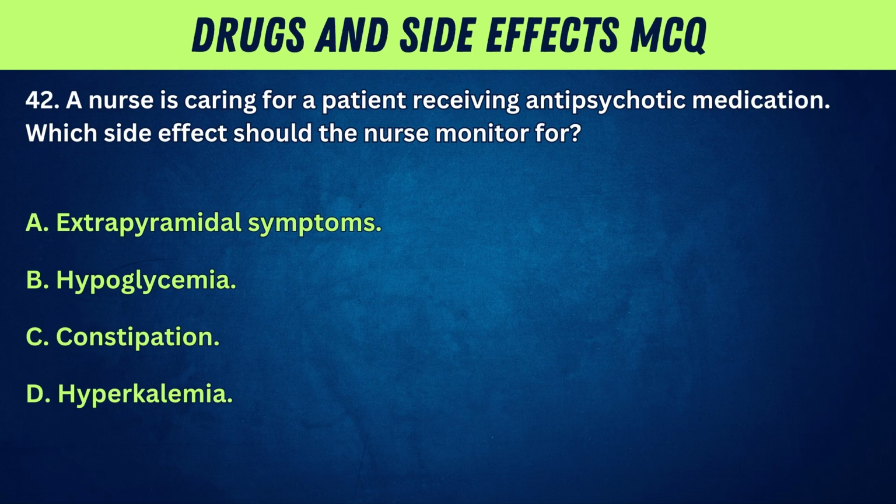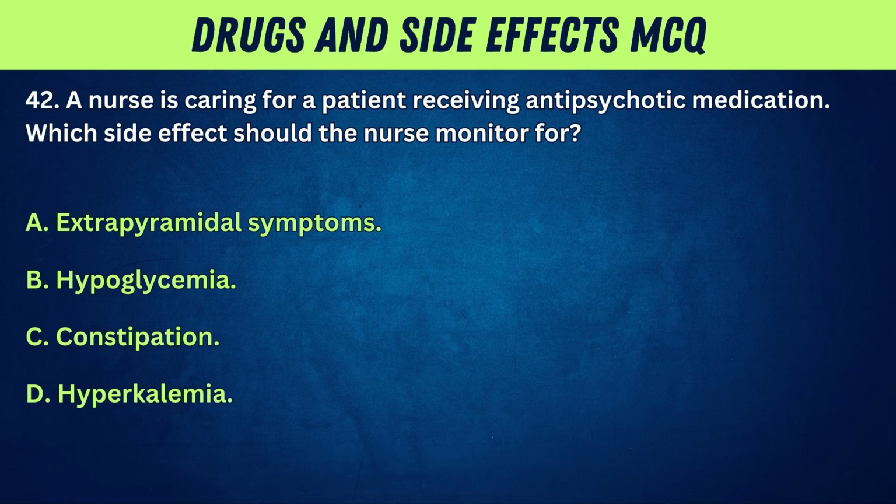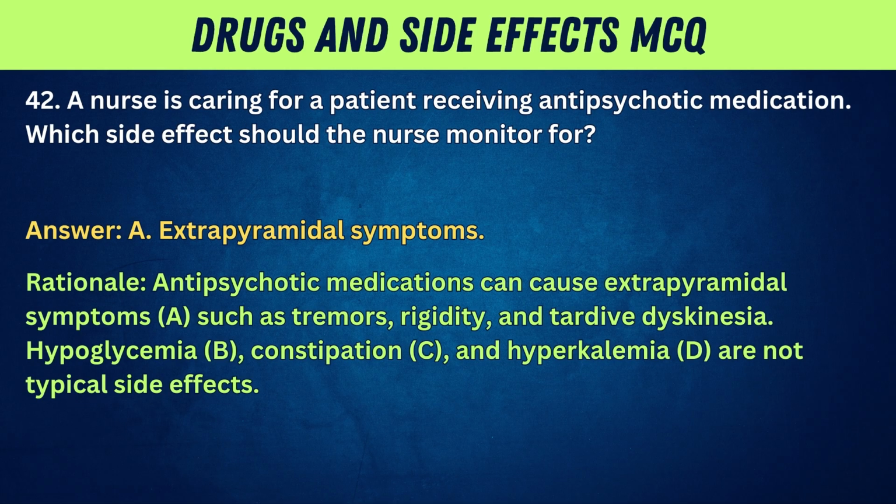42. A nurse is caring for a patient receiving antipsychotic medication. Which side effect should the nurse monitor for? A. Extrapyramidal symptoms. B. Hypoglycemia. C. Constipation. D. Hyperkalemia. Answer: A. Extrapyramidal symptoms. Rationale: antipsychotic medications can cause extrapyramidal symptoms, A, such as tremors, rigidity, and tardive dyskinesia. Hypoglycemia, B, constipation, C, and hyperkalemia, D, are not typical side effects.